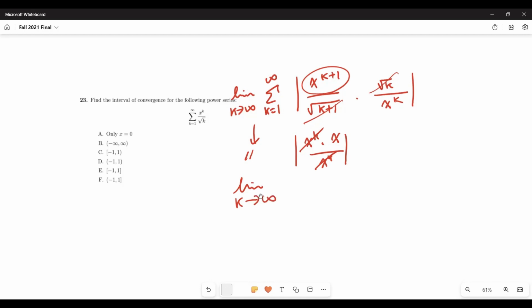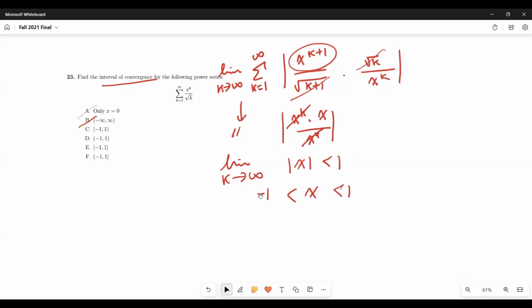All we have left is x, which is less than 1 because it's the interval of convergence, so it's already converging. So x is in between negative 1 and 1. So it's not going to be A, it's not going to be B. It's going to be C, D, E, or F, and let's check our bounds. So x equals negative 1. Let's see whether it's converging or not.